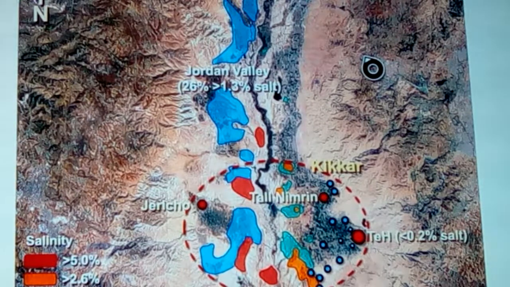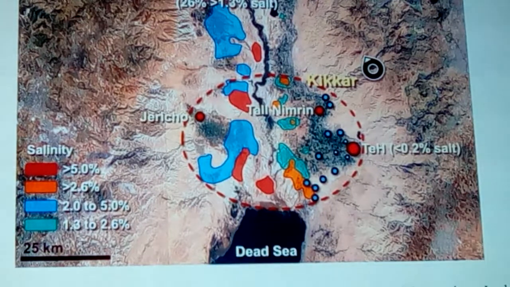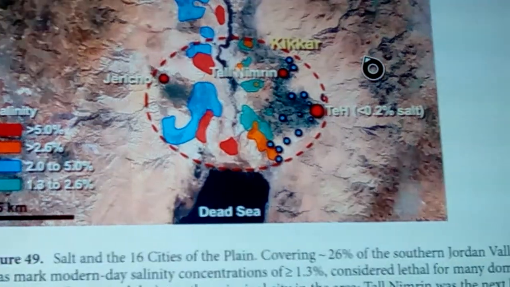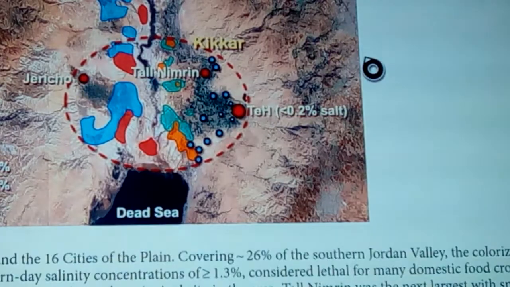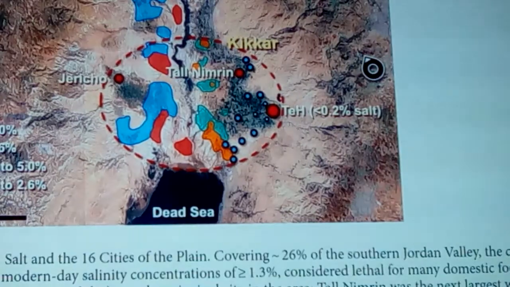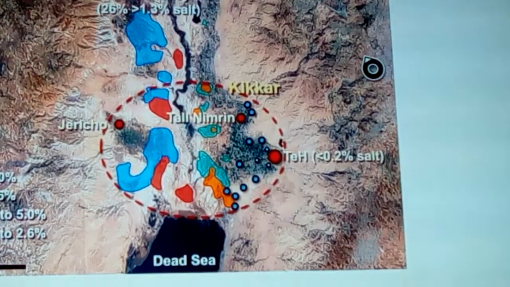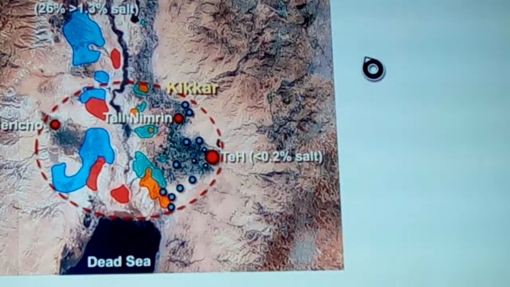All of those sites that you see that are circles, not just blobs, are also considered, they say, to have been lethal for domestic crops. And so it really ruined all the crops in those areas, and they can tell from places that they've sampled in here what levels it's at, and it all ruined the whole area in the Jordan Valley. And again, it came from south-southwest, ripping through here.